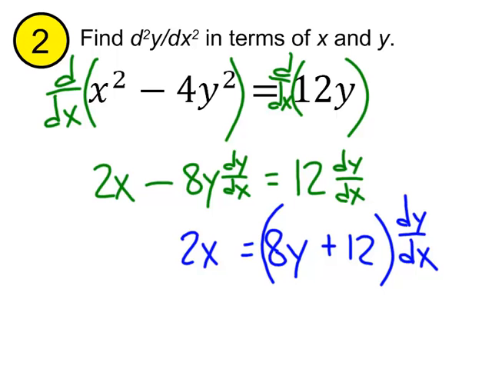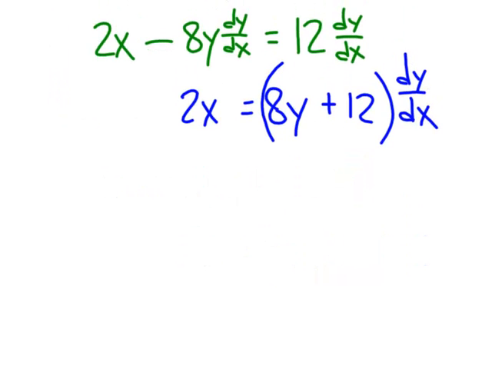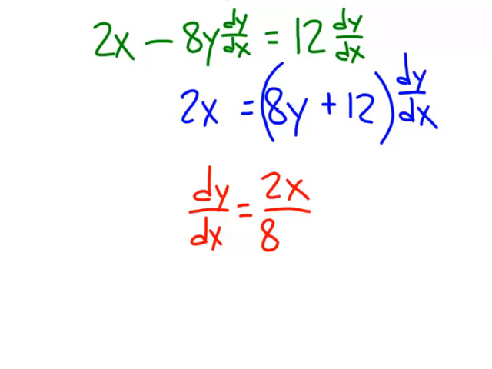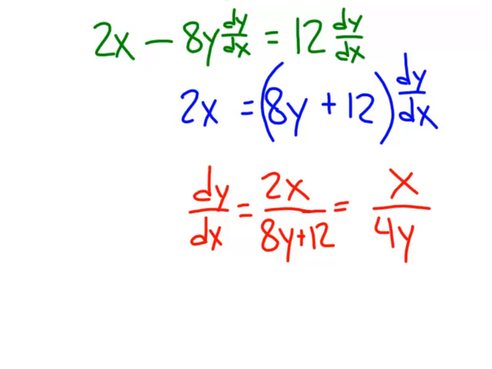Let's divide both sides by the 8y plus 12 in order to get dy over dx isolated. And let's just move the dy over dx to the other side as well. Let's write the dy over dx on this side, just since we're kind of used to seeing it on the left. And then on the right, we'll do the 2x over 8y plus 12. Notice that all of those terms are divisible by 2, so let's divide all three of them by 2, and get x over 4y plus 6. We're not done. As tempting as it is to put a box around it, we're not done.